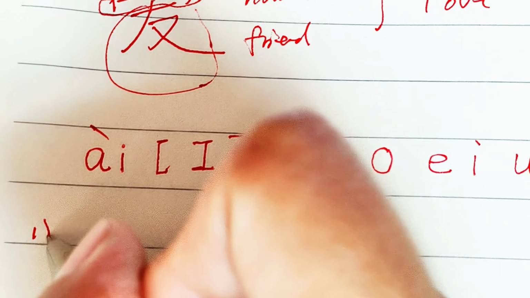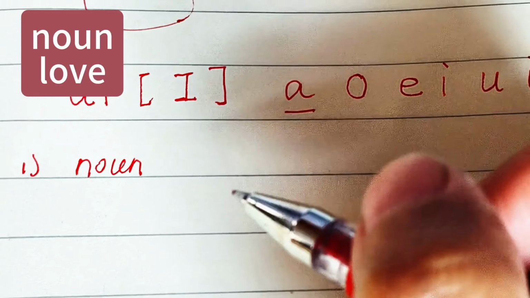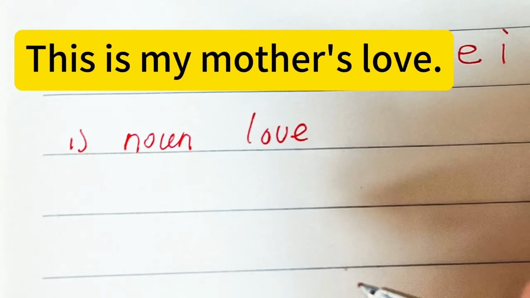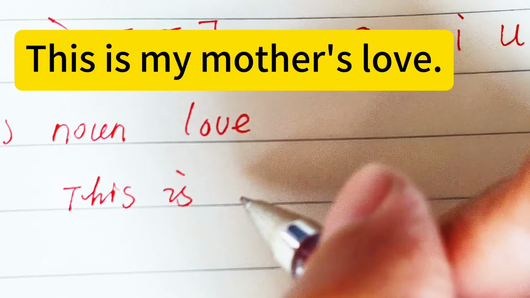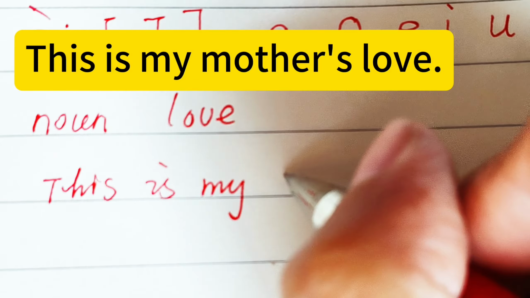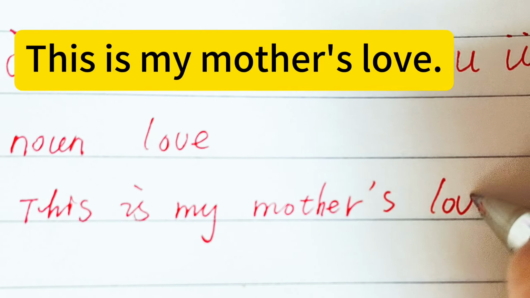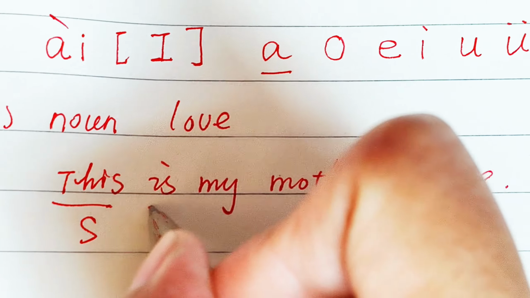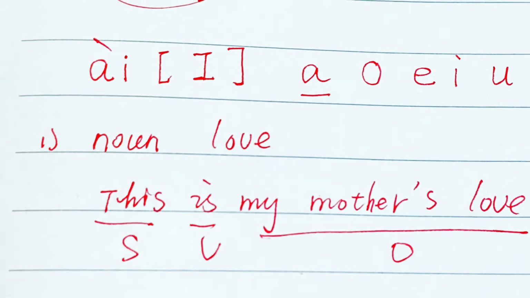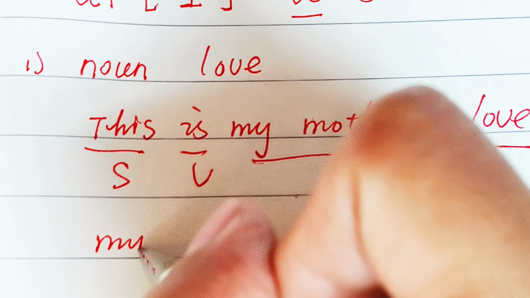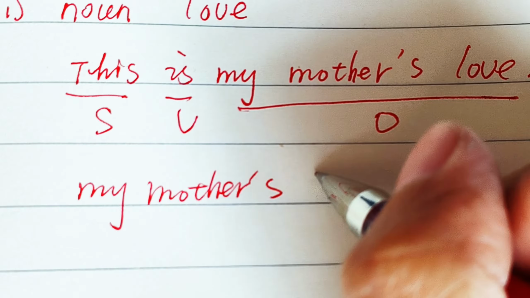And this word has two meanings. The first one is noun. Yeah, it means love. For example, this is my mother's love. So you see this sentence. This is an SVO structure. The subject is, the verb is, my mother's love is the object.